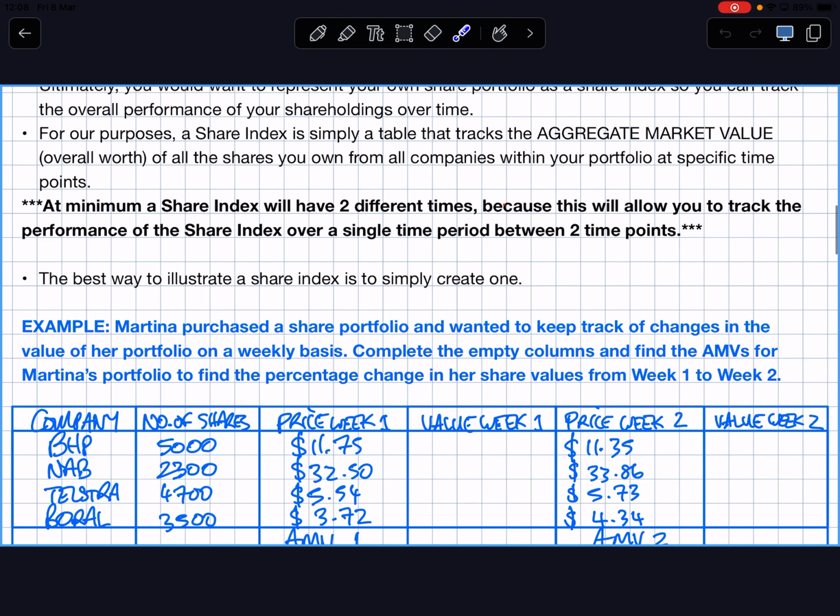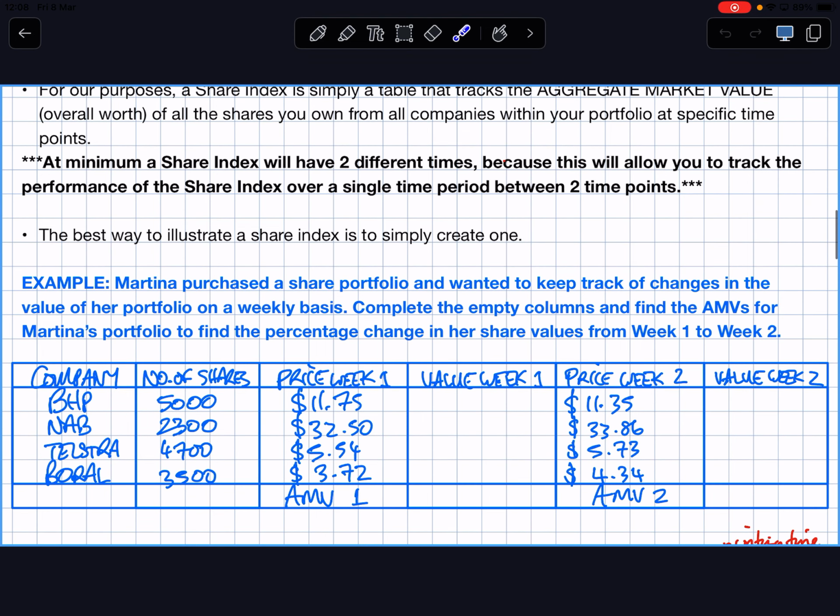At minimum, a share index will have 2 different times because this will allow you to track the performance of the share index between 2 time points. So in your DI, what was the first time point? What was the second time point? Good. Your share index is going to have 1 time point when you bought, 1 time point when you sold.